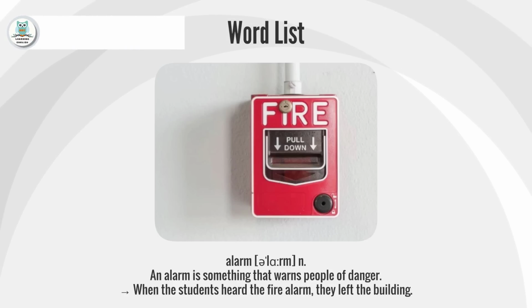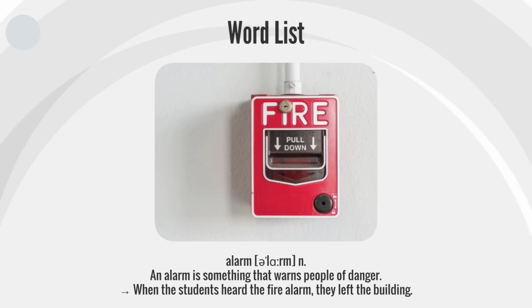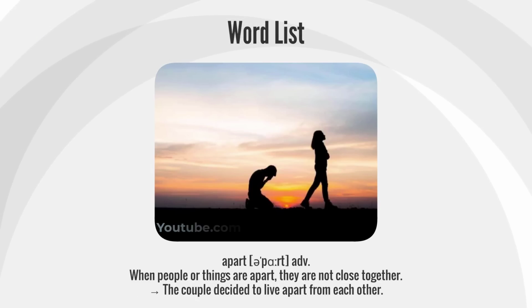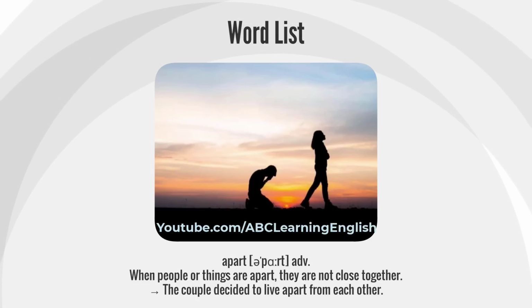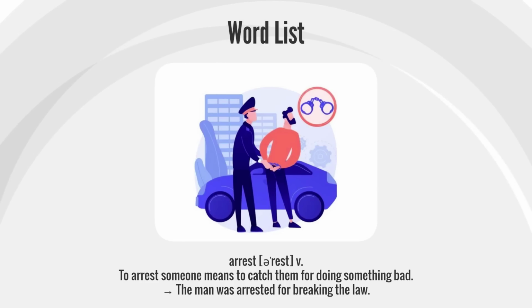Alarm. An alarm is something that warns people of danger. When the students heard the fire alarm, they left the building. Apart. When people or things are apart, they are not close together. The couple decided to live apart from each other. Arrest. To arrest someone means to catch them for doing something bad. The man was arrested for breaking the law.